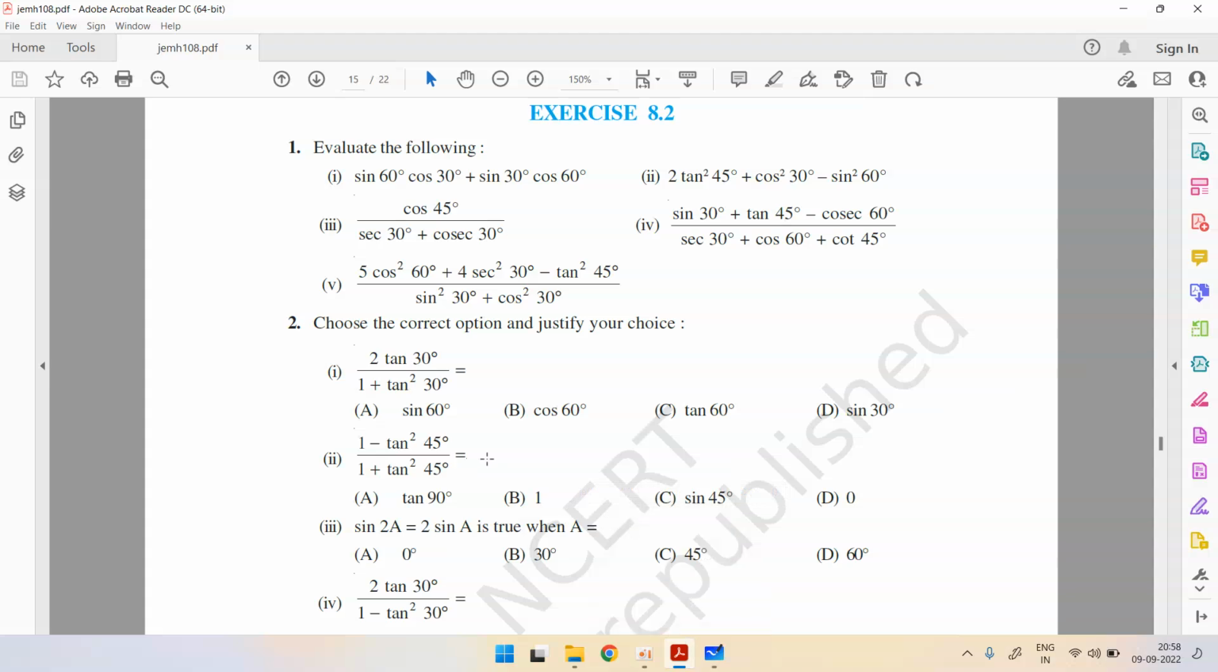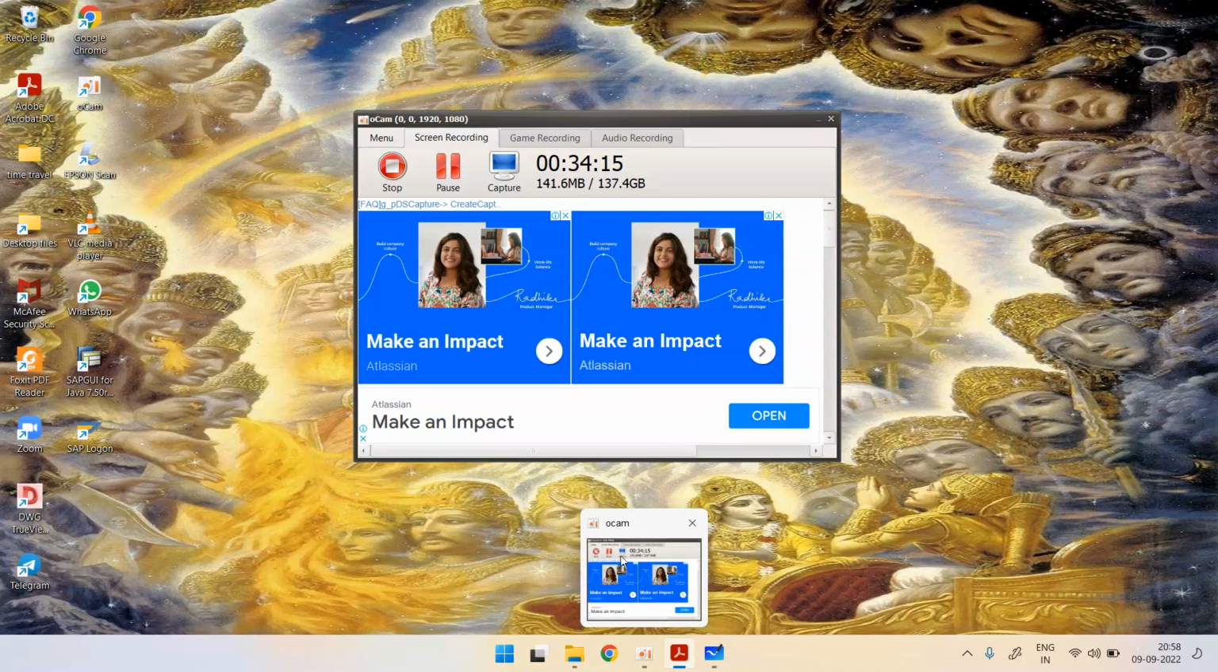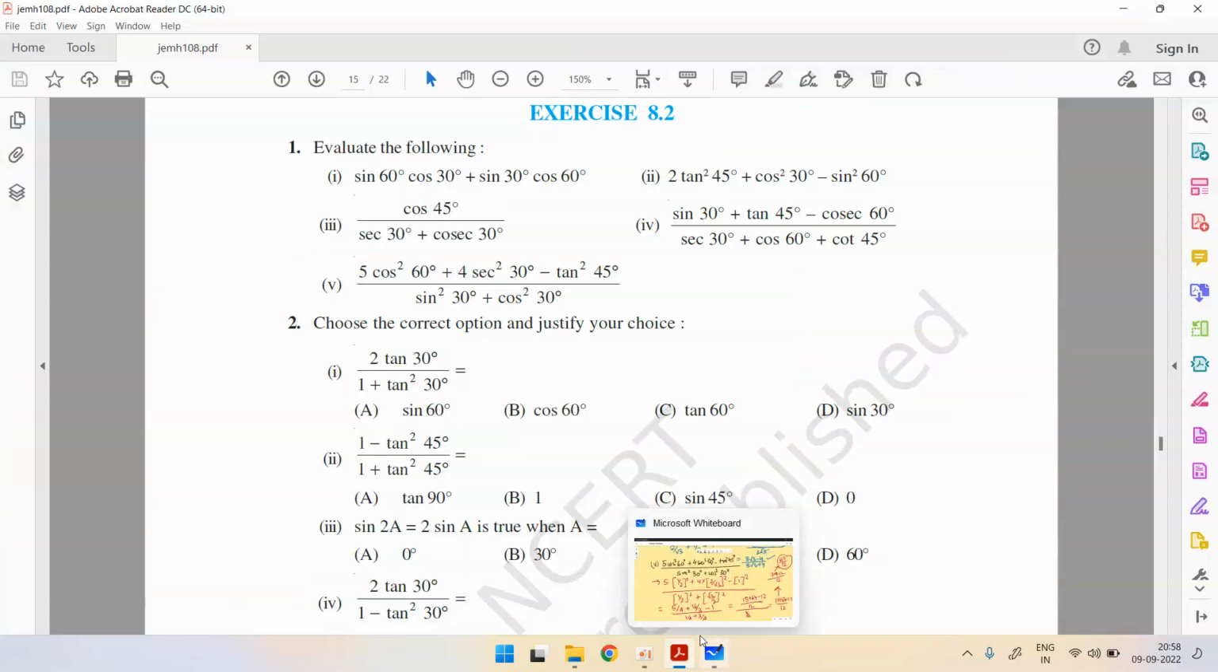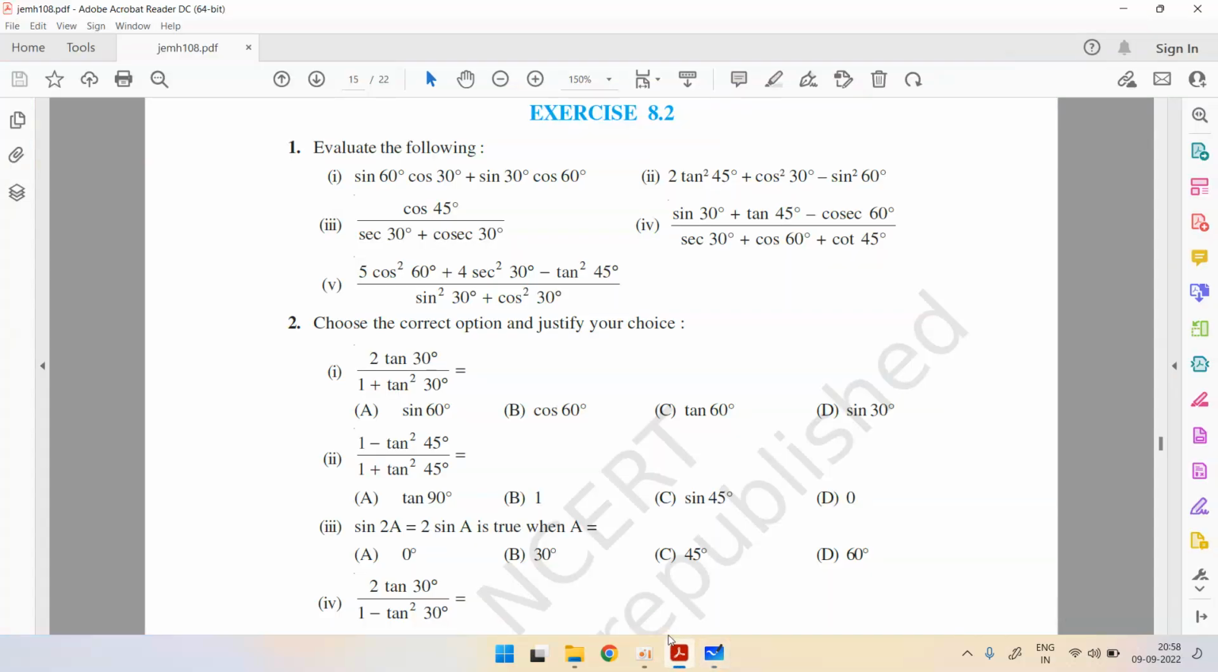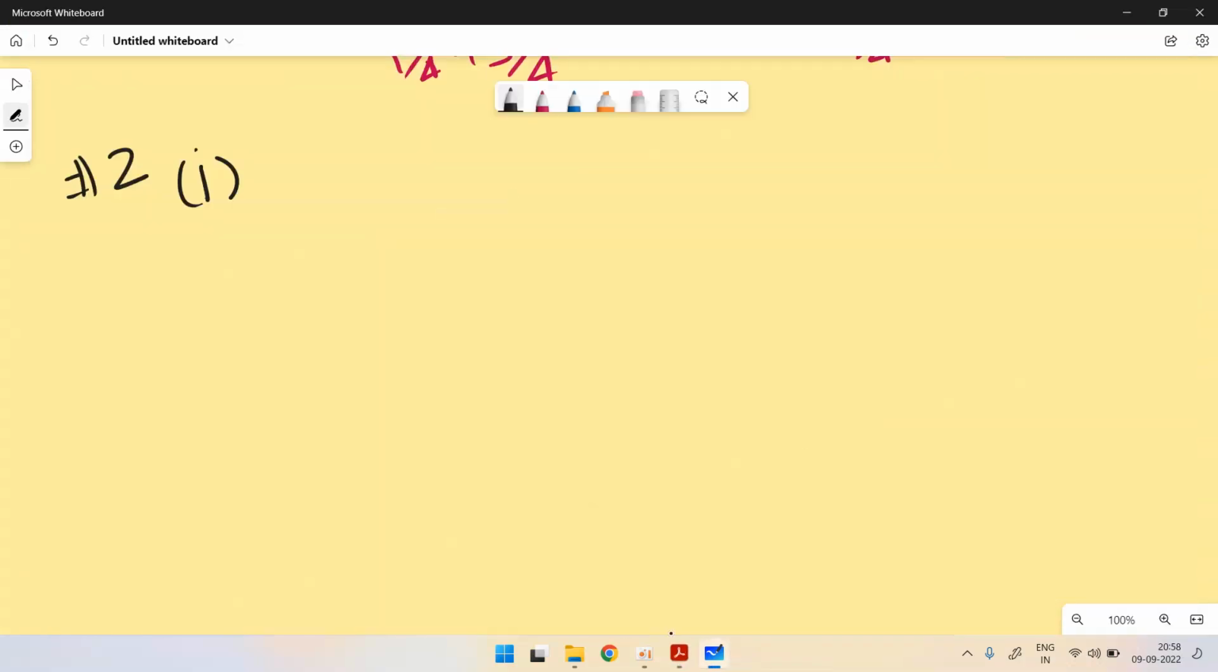Now next is question number 2. I'll be doing all the parts, and this is part number 1. It says 2 tan 30 by 1 plus tan square 30.